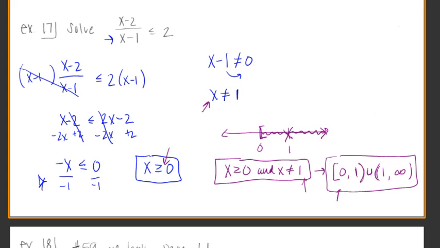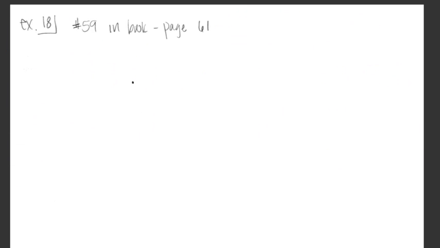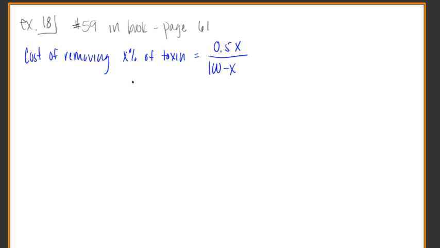All right, one last example, and we're going to call this lesson finished. It's going to be number 59 in the book on page 61. So if you guys wouldn't mind, let's just pause it, pull your books out, read through 59, get some thoughts on it, and let's come back together on this.